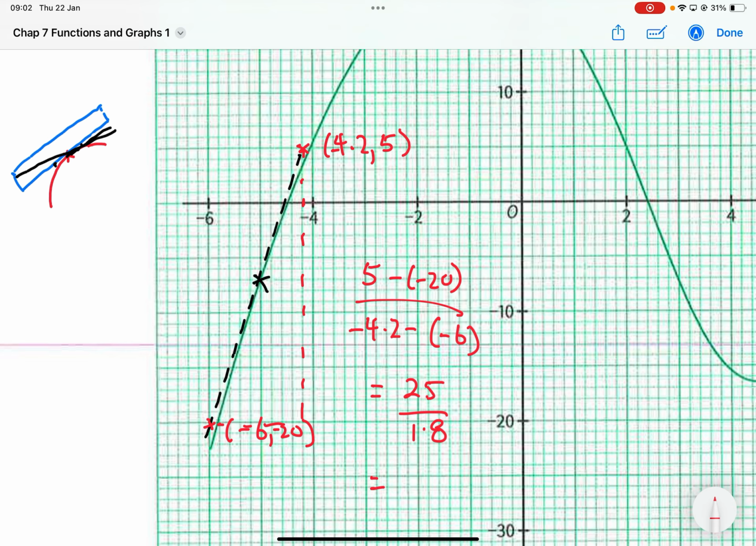Okay? Oh no, I cannot find it. So for the tangent that I draw, my gradient.